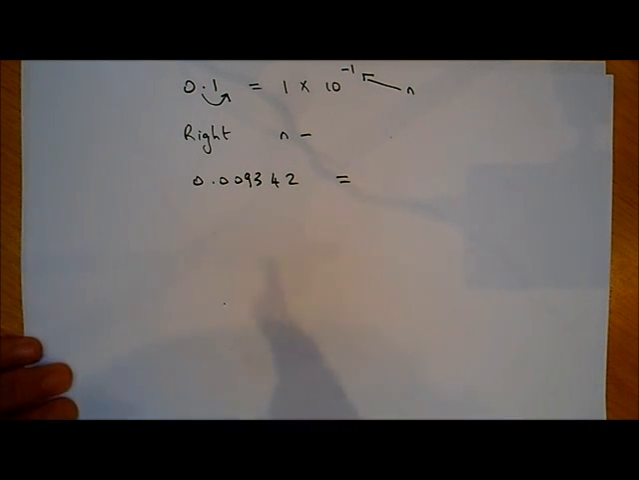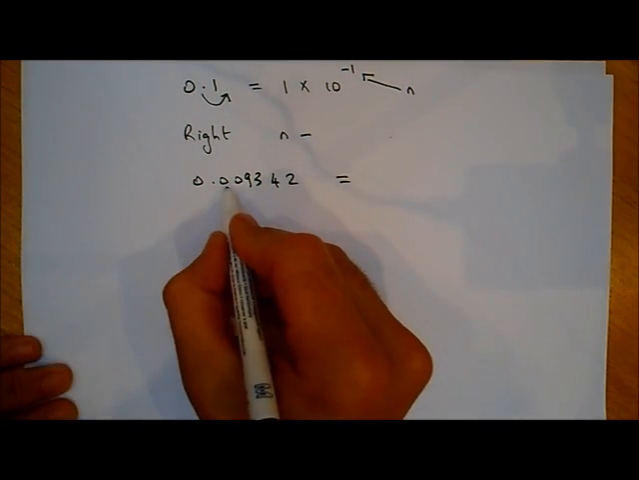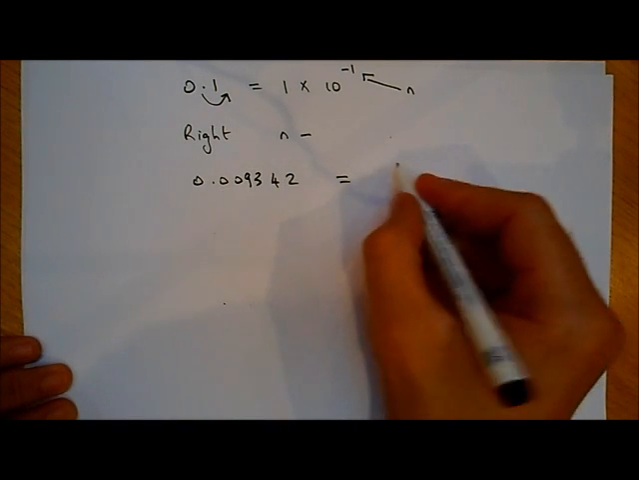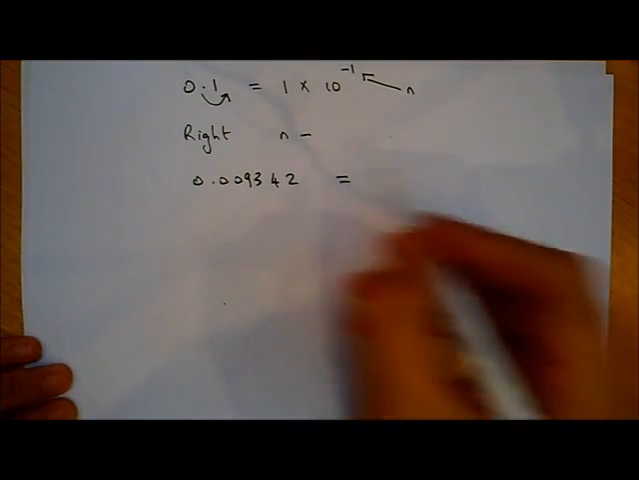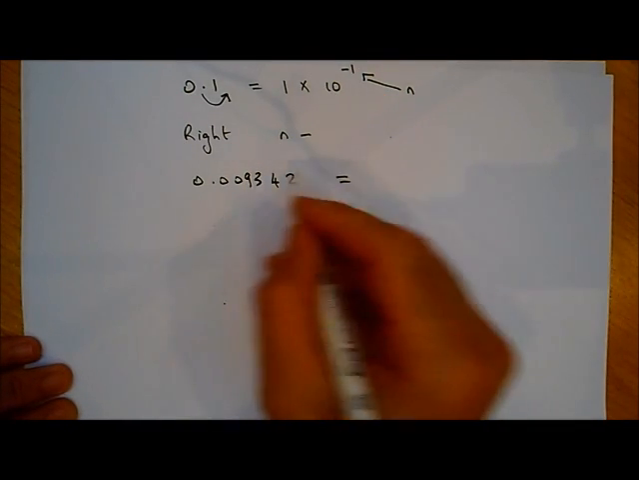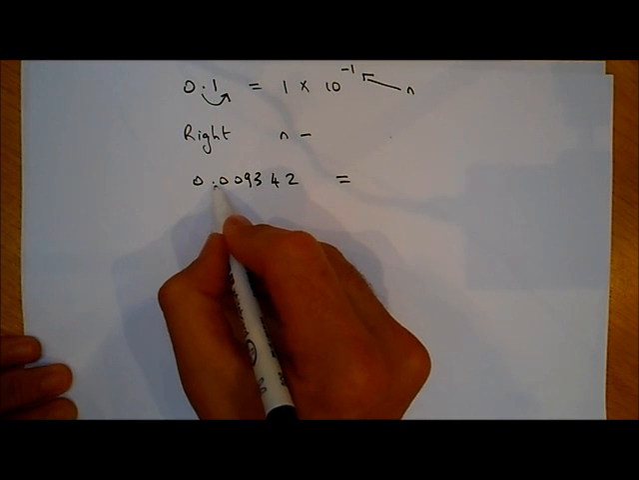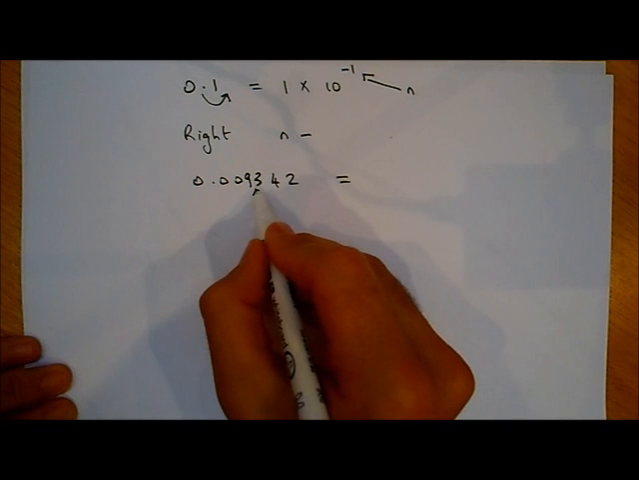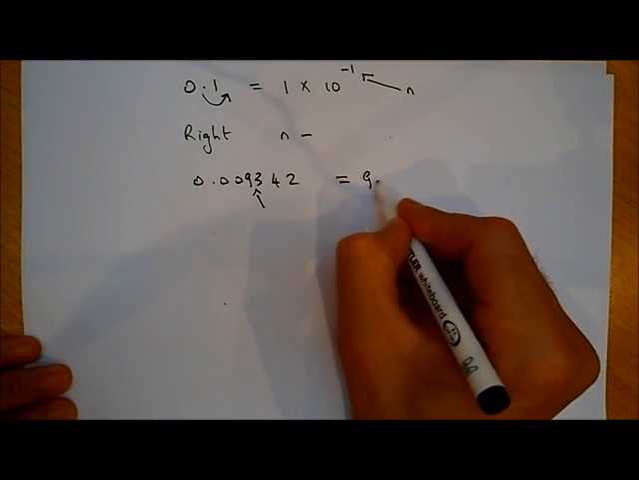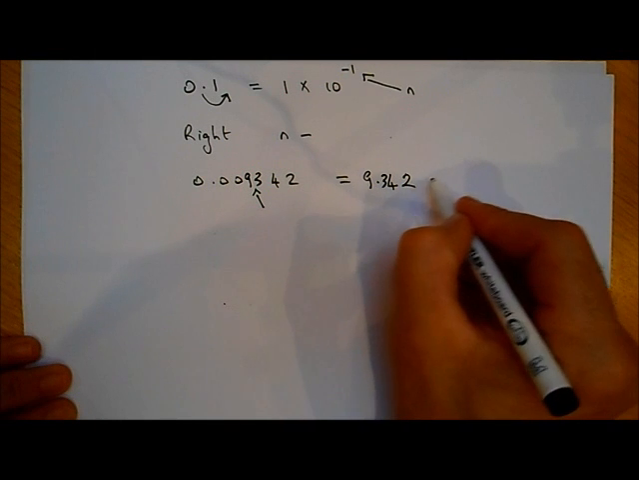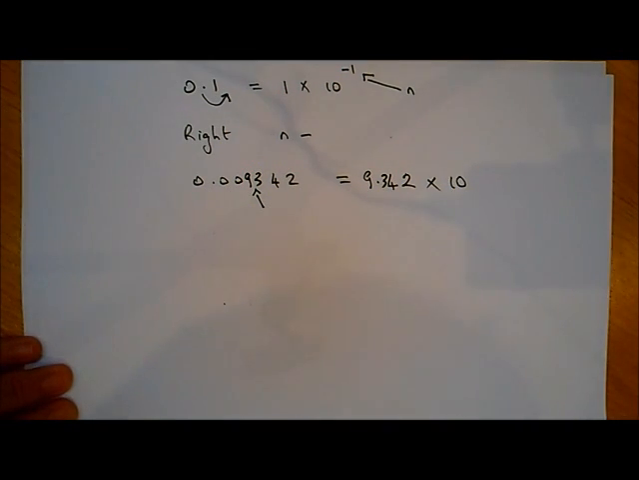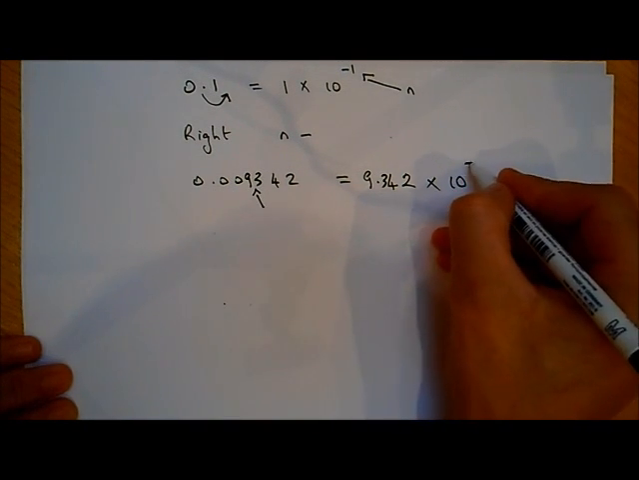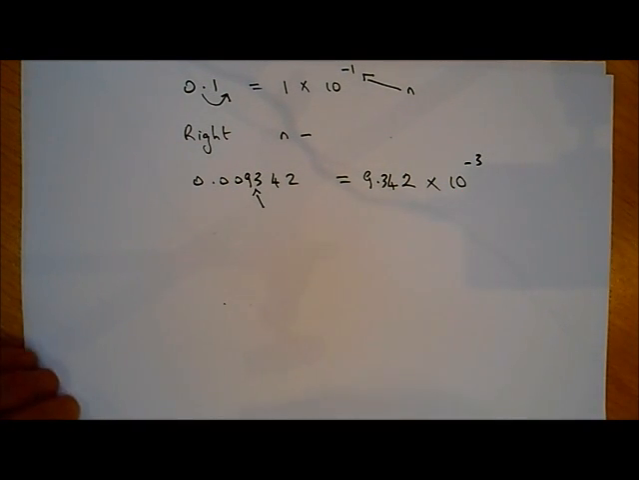So we want a 1 point something, 2 point something, 3 point something. When we move the decimal point here, we're going to move it to the right. And because we move it to the right, the n part is going to be negative. So to get a 1 point, 2 point, 3 point something, we're going to move it 3 spaces, from here back to here. We're going to put the decimal point there, so we get 9.342. So 9.342 multiplied by 10 to the power of, and we moved it to the right 1, 2, 3 spaces, so it's 10 to the power of minus 3.